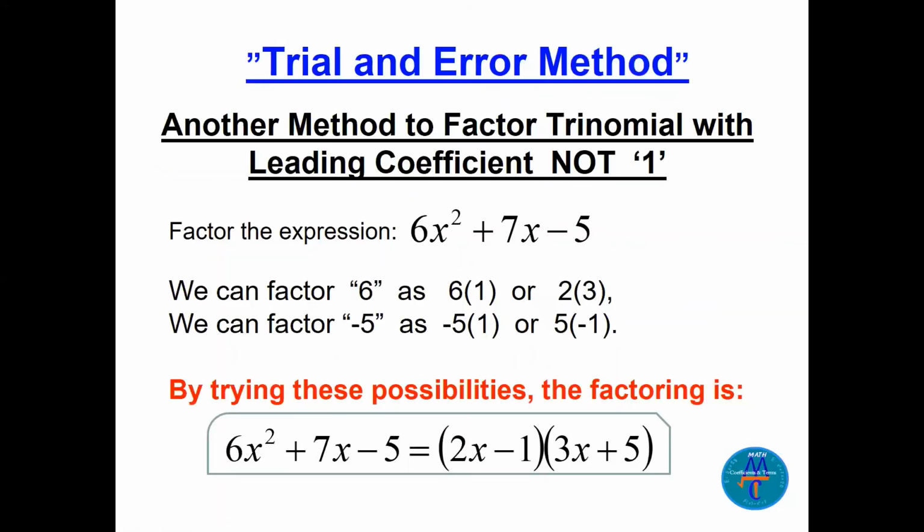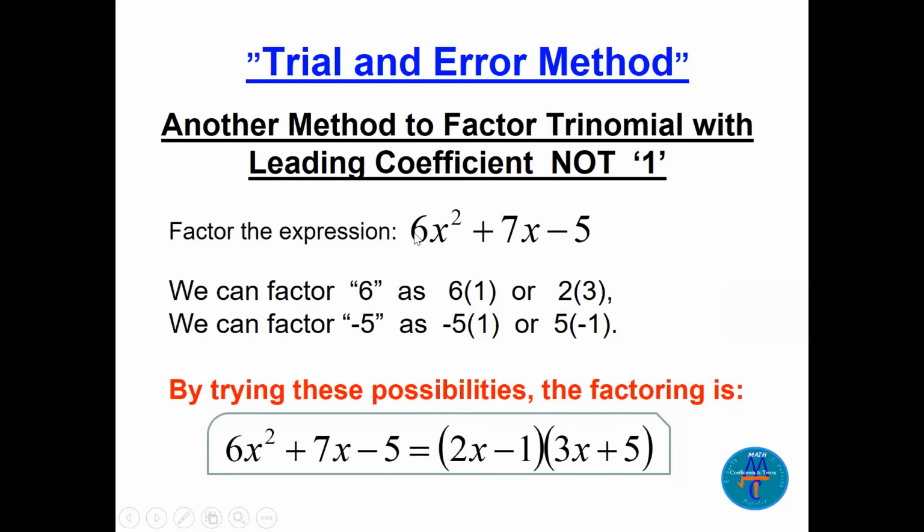Now, look at this gift. I call this a gift. Trial and error method. There is a method in mathematics. If you like it, I usually do it. This is another method to factor a trinomial with the leading coefficient not 1, like the last 3 examples we did. But some people do not like this method because you have to think of a lot of possibilities.